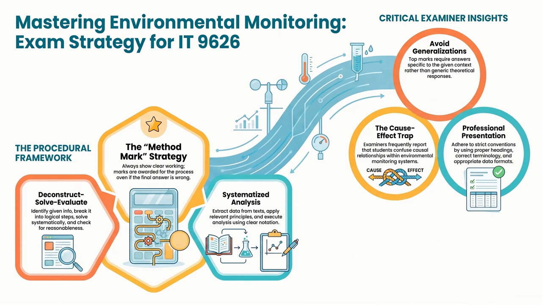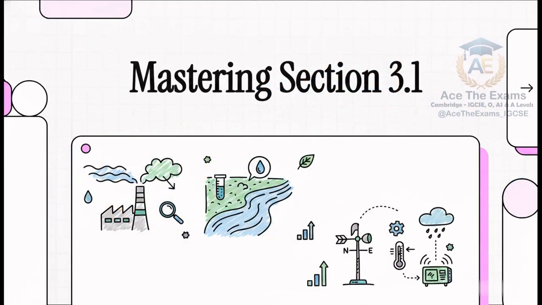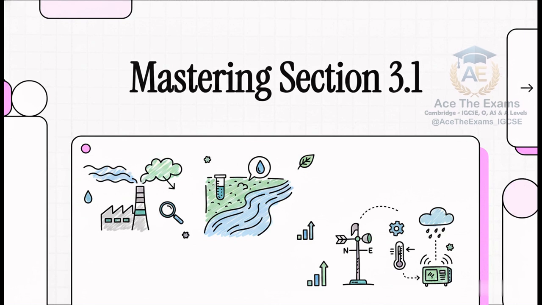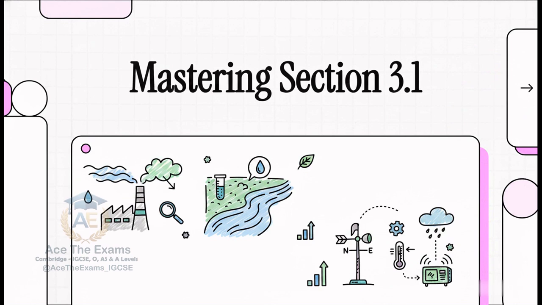All right, let's get right into it. Welcome everyone to today's Explainer. Today, we are conquering a very specific and honestly incredibly crucial part of the Cambridge Information Technology 9626 syllabus. We're zeroing in on Section 3.1, Uses of Monitoring. Now, specifically, we're talking about environmental monitoring, water pollution, and weather stations.